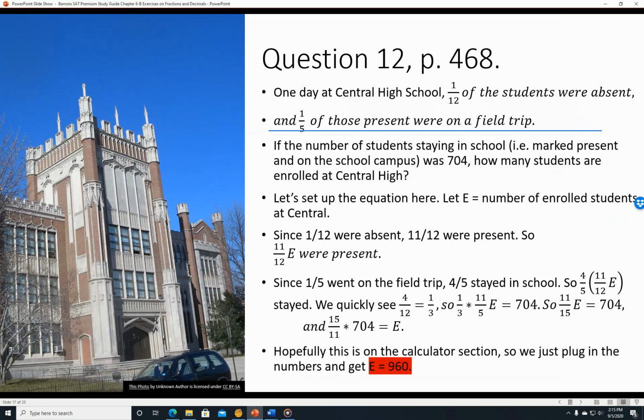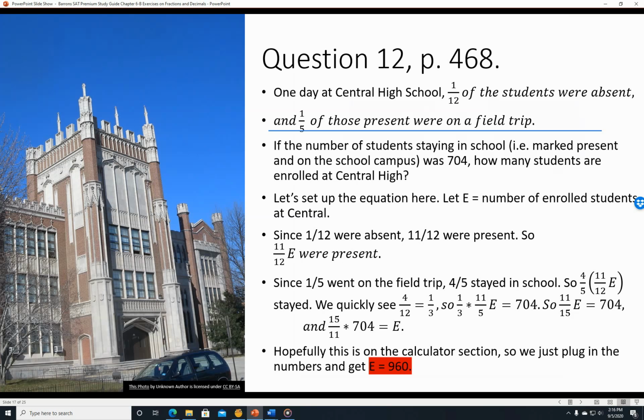Question 12, page 468. One day at Central High School, 1/12 of the students were absent and 1/5 of those present were on a field trip. So if the number of students staying in school, that is, they were marked present and on the school campus, was 704, how many students are enrolled at Central High?